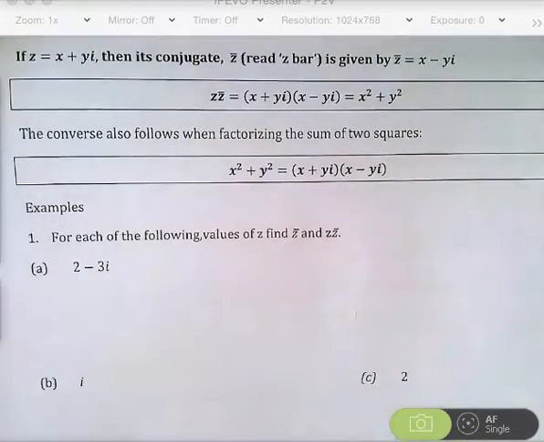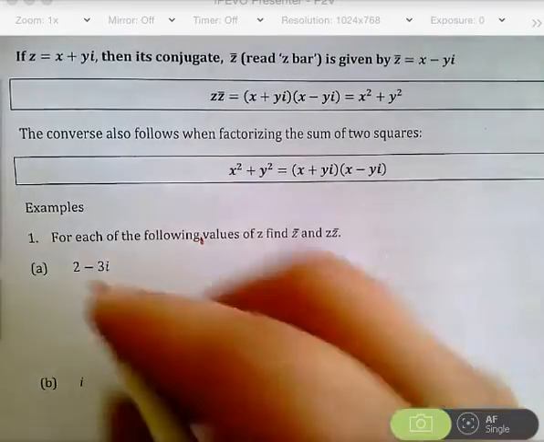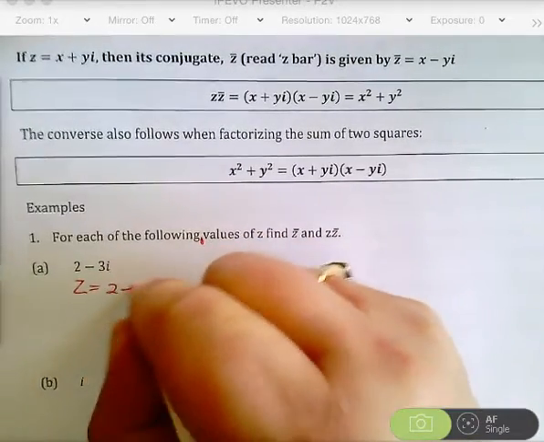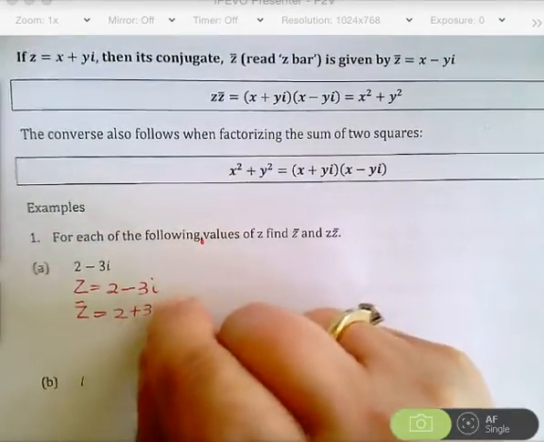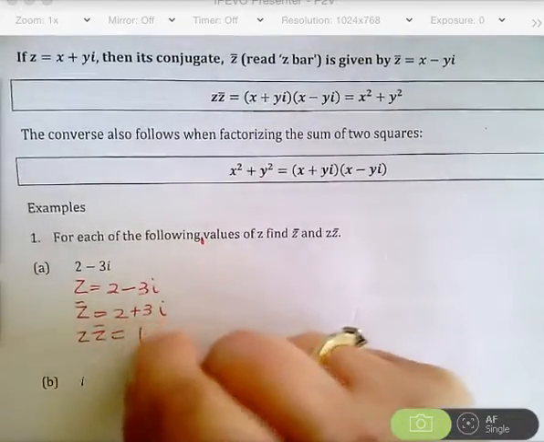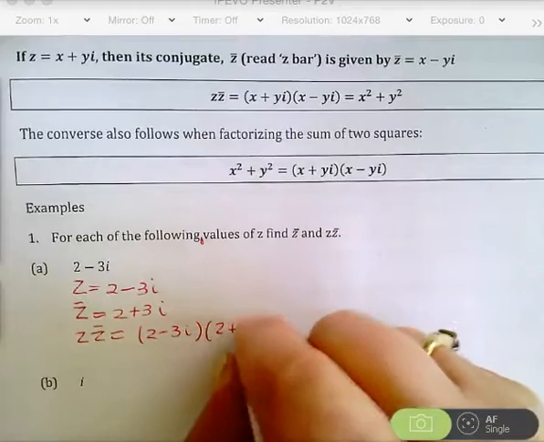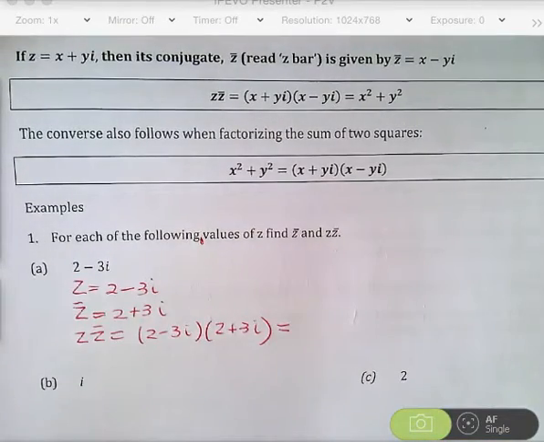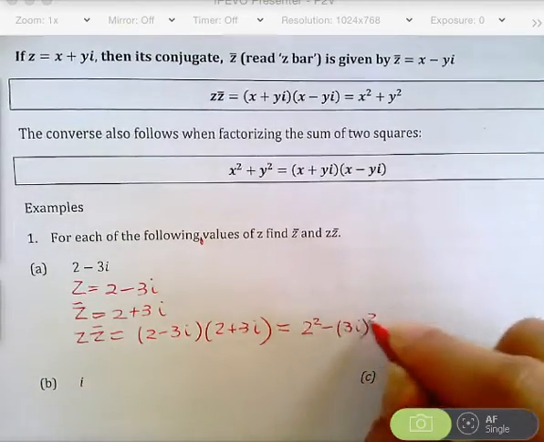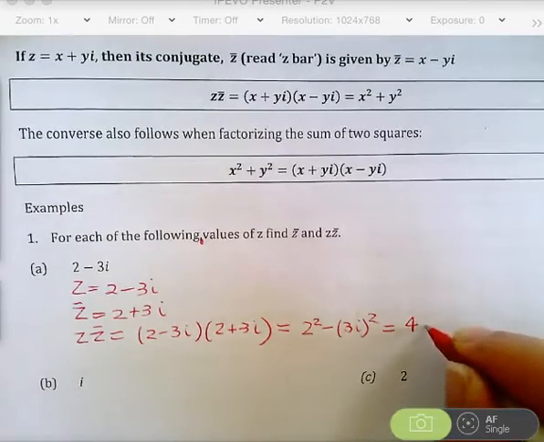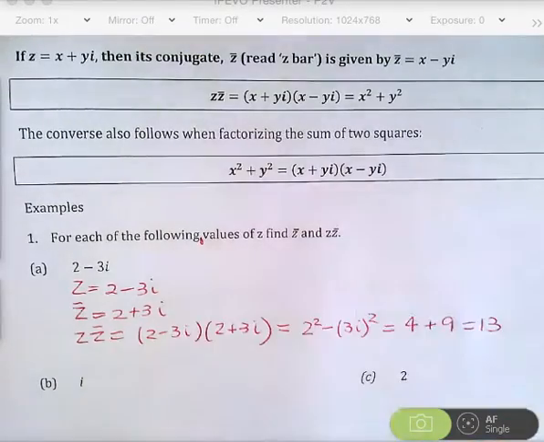So it says, for each of the following values of z, find z bar and z times z bar. So here I've got z equals 2 minus 3i. So therefore, what's z bar? 2 plus 3i. And therefore, z times z bar is 2 minus 3i times 2 plus 3i. This is of the form a minus b, a plus b. So isn't it 2 squared minus 3i squared, which is what? 4 plus 9, which is 13. Or 4 minus 9i squared, which is 4 plus 9, which is 13. Okay, be very careful with the next one.